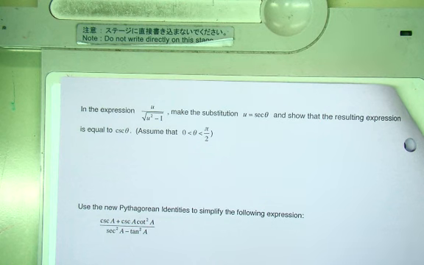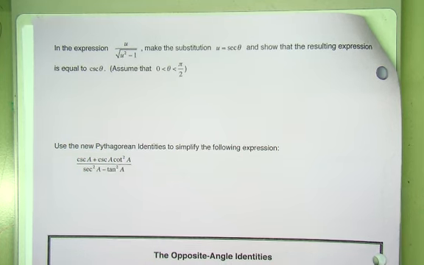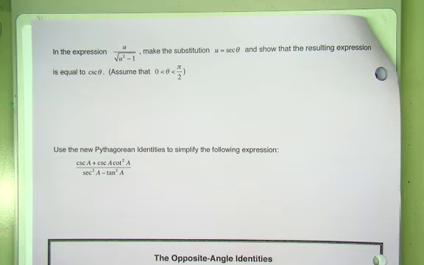All right, so here we go. This chapter starts doing these U substitutions, where they give you the expression U over the square root of U squared minus 1, and ask you to make the substitution U equals secant theta and show that the resulting expression is equal to cosecant. These are kind of like proofs, but not really. You just plug in whatever they tell you to plug in, and then manipulate it using algebra to get the answer they want.